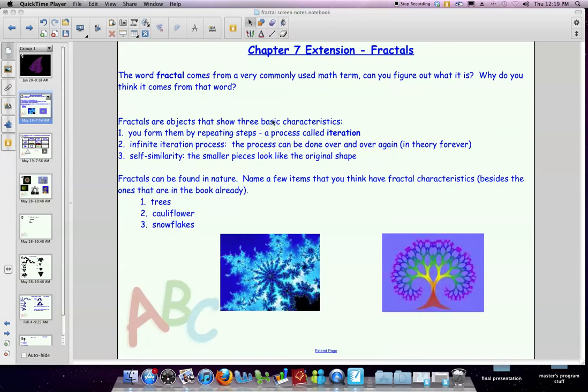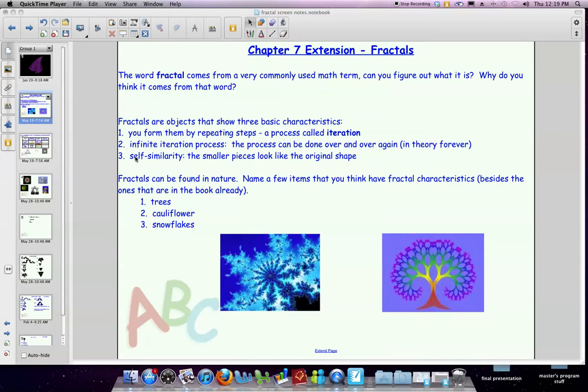Fractals are objects that have three basic characteristics. You can see these two pictures are both fractals. You form them by repeating steps. The process is called an iteration. Every time you repeat the steps, it is called one iteration process. Fractals have the ability to have infinite iterations done. In other words, that means the process can be done over and over again, in theory forever, although in reality usually you run out of paper or screen or whatever it is you're trying to use.